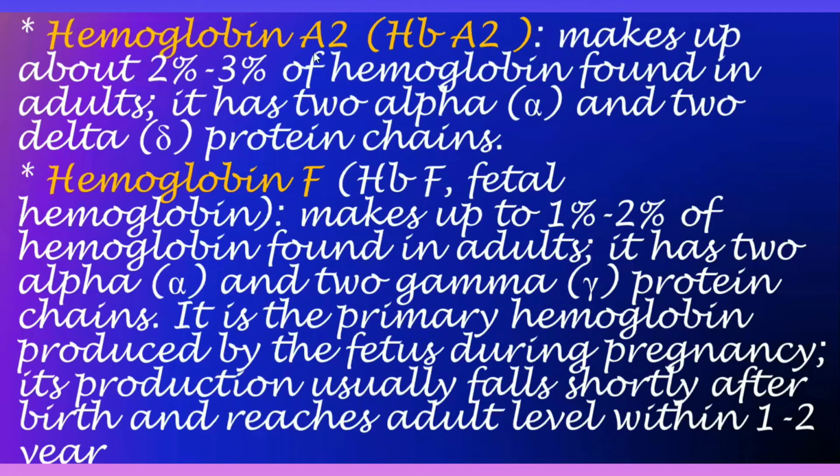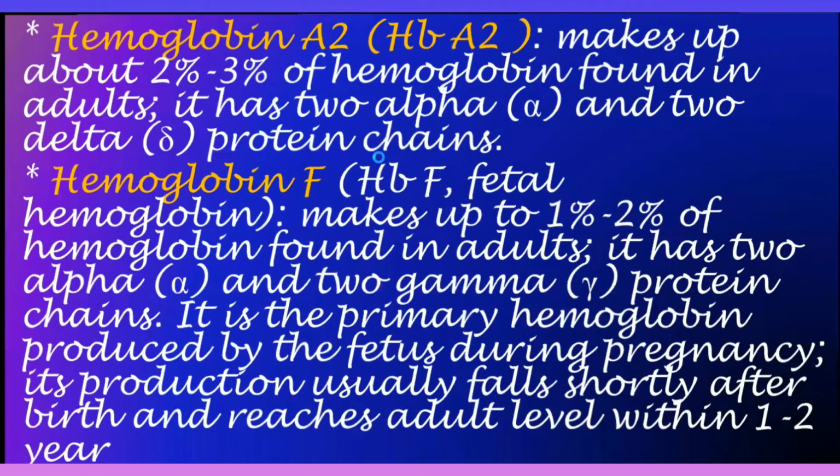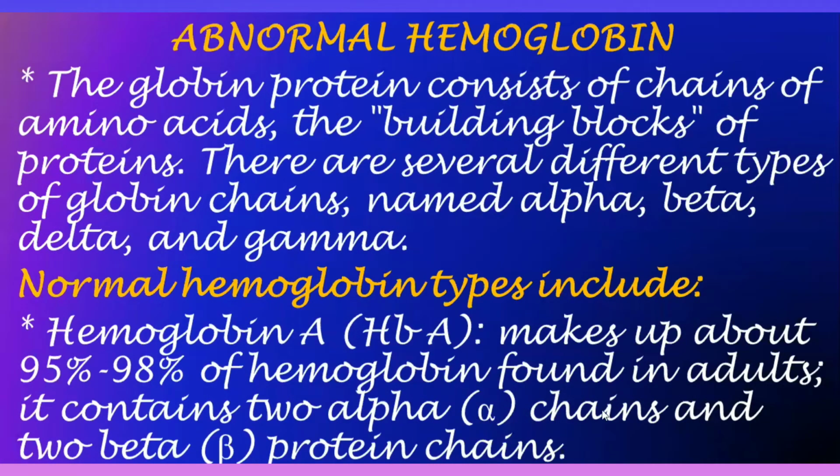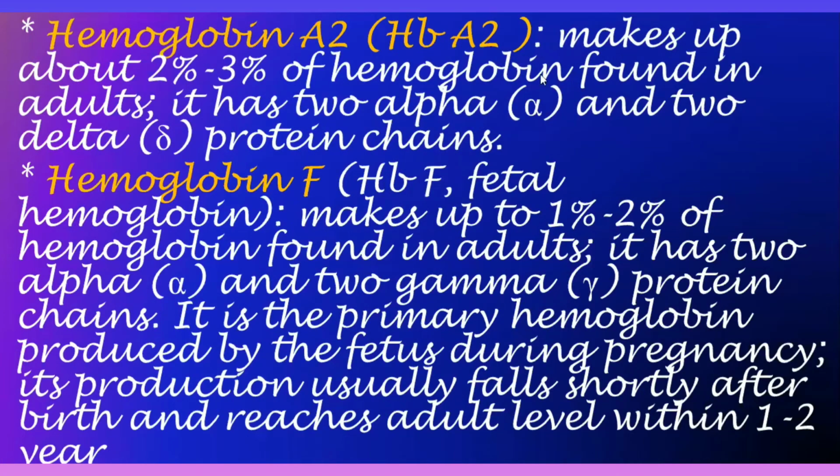Coming to hemoglobin A2, that is HbA2. They make up about 2 to 3% of hemoglobin. They are found in adults. It has 2 alpha chains and 2 delta protein chains. In the previous one, we saw that it has 2 alpha chains and 2 beta chains. This is for hemoglobin A. Here we are seeing it has 2 alpha chains and 2 delta protein chains. This is for hemoglobin A2.